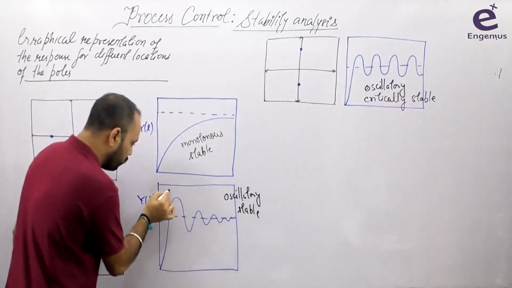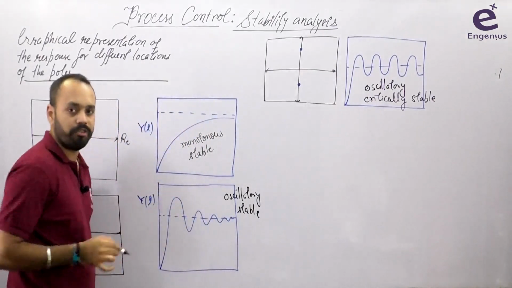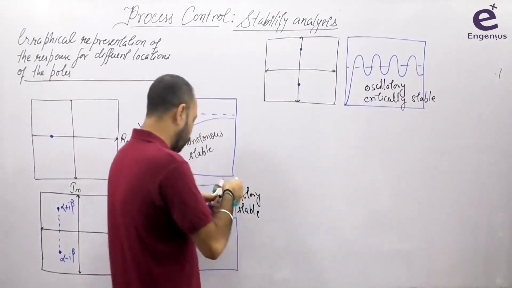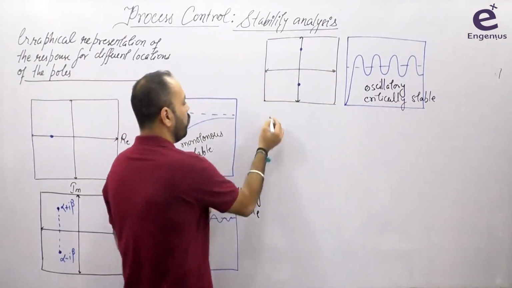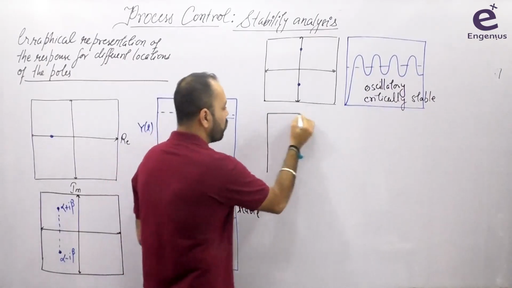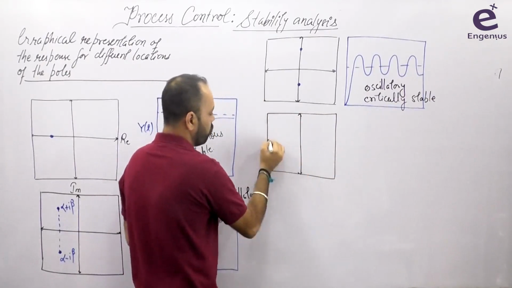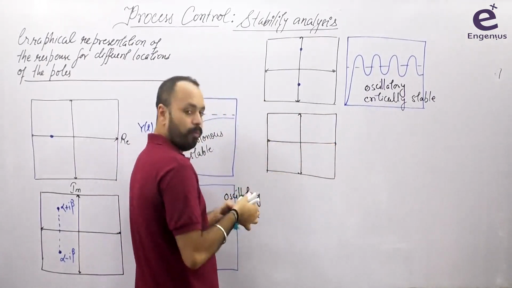I told you that this equation is equal to e raised to power alpha t, where alpha is negative, critically stable. Okay, fine. What is the other possibility? The other possibility is still the roots can be conjugate pairs, but the alpha value can be positive. In that case, where will the poles lie?